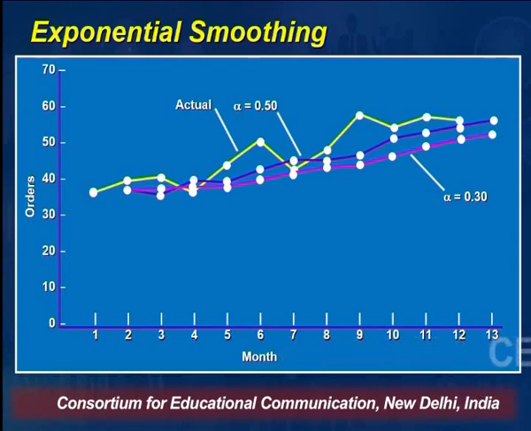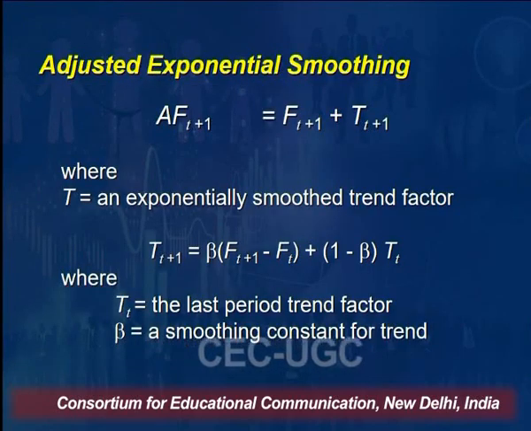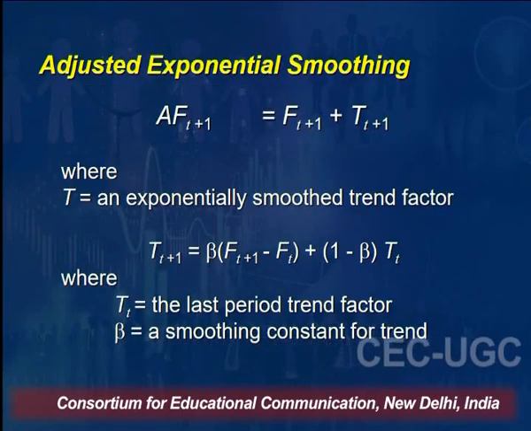So what is it showing? It is showing that the results are more close to the actual demand. So the more alpha you take, the more likely the results are near to the actual demand. So further we can keep on refining it.